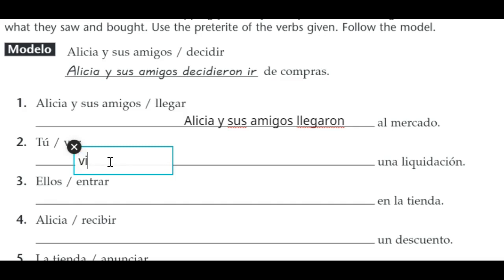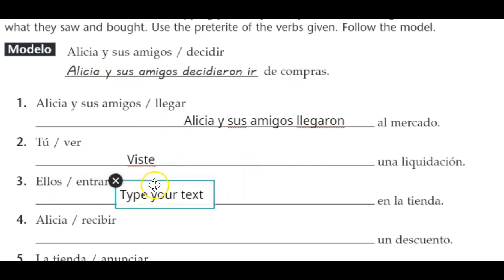So tú, it would be viste, right? Tú viste. Now you can put the pronoun in there if you want or not. It doesn't matter in Spanish. It's used for emphasis or clarification. So, viste una liquidación. Número 3, ellos entrar. We want to say ellos entraron, right? They came into the store. Ellos, and again, we don't need to say ellos, but we can. Ellos entraron. It's only used for clarification and emphasis. Ellos entraron en la tienda. They came into the store.